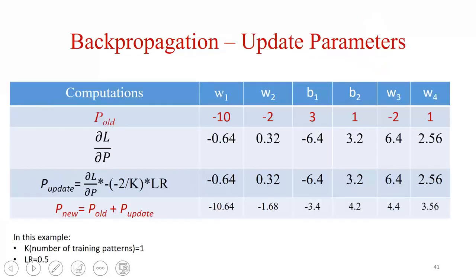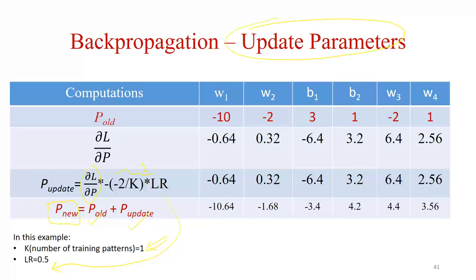Then what do we do? Then we need to update the parameters. And the update is very simple. The new value of a parameter equals the old plus the update. And the update equals delta L with respect to delta P multiplied by 2 over K, where K is the number of training inputs, which is 1 here. So K equals 1, times the learning rate, which we'll assume is 0.5.